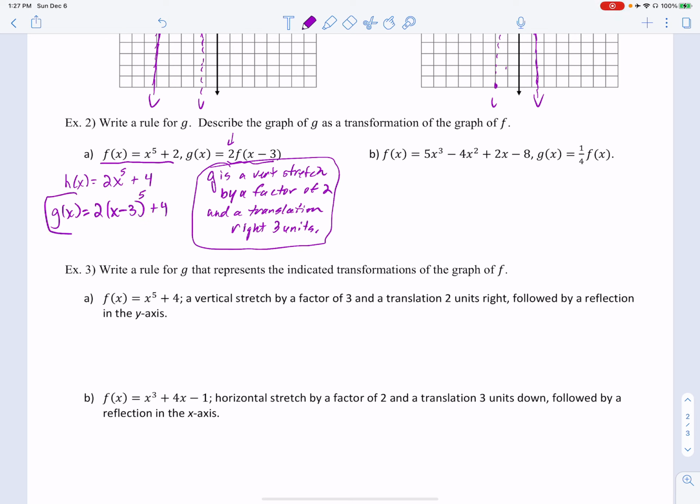And I'm not expecting you to multiply that out. That right there is a good final answer for that. Excuse me, let's look at part B. So we have f and g is this transformation, which is just a vertical, g is a vertical shrink.